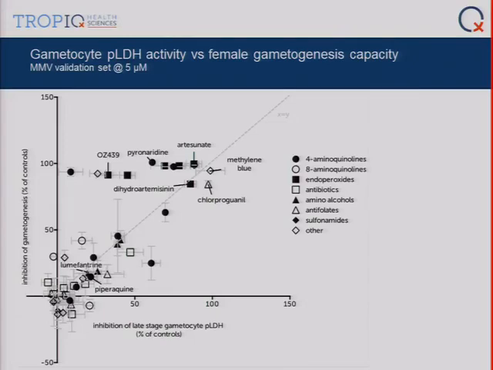And they correlate quite well, and you should bear in mind that PLDH looks at the whole population of gametocytes, whereas PFS25 only looks at the females. Yet it appears that the PFS25 assay captures everything that we see with PLDH, and even more, as there's a couple of compounds that do show activity against the gametogenesis capacity, whereas we do not see them in the PLDH assay.